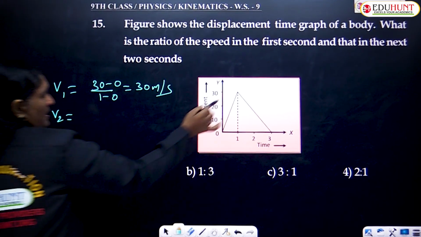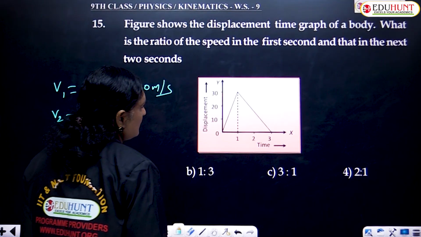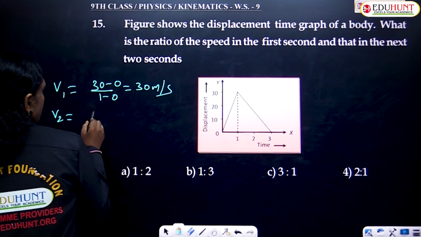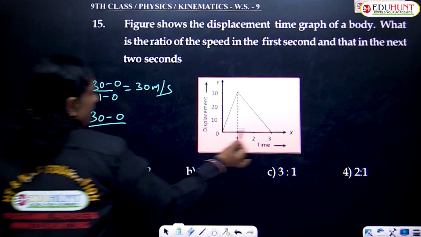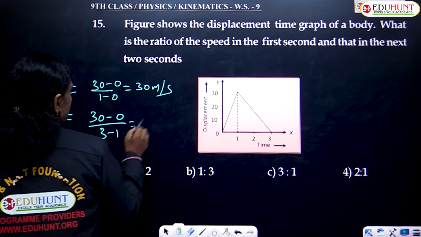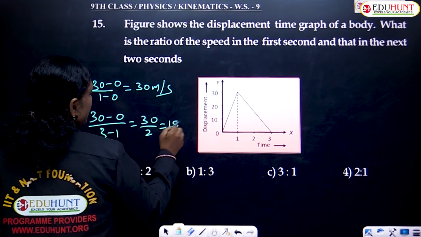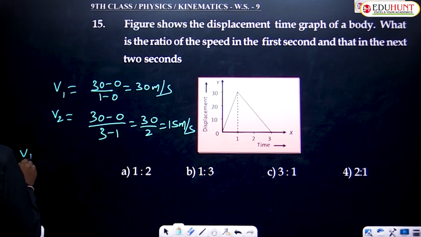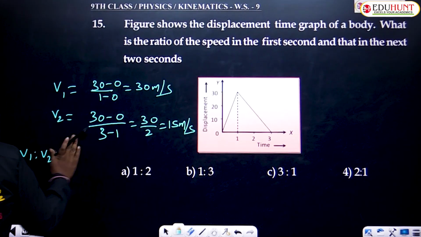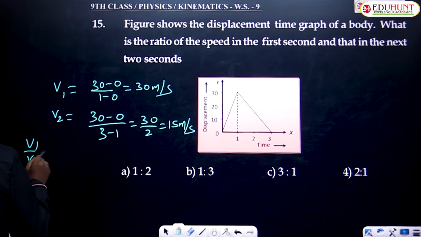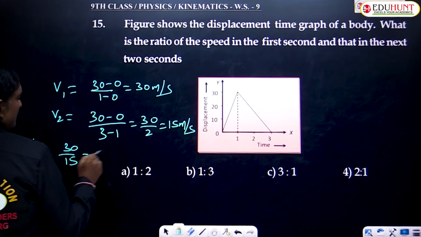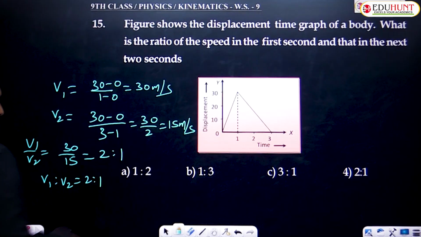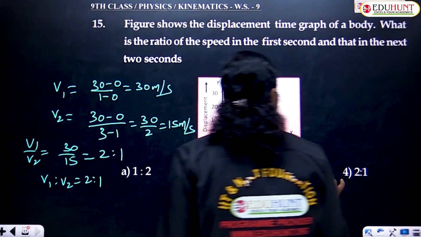Case 2, if you observe the second case, what is the total displacement from here to here? That is 30 minus 0. Okay, negative slope, whatever it is, that is 30 minus 0 upon time 3 minus 1, that is nothing but 30 by 2, 15 meter per second. You are only asked for the ratio. So you are asked to find V1 by V2. V1 by V2 is nothing but 30 by 15, which is 2 times. Hence V1 is to V2 equals 2 is to 1. So, option number 4.